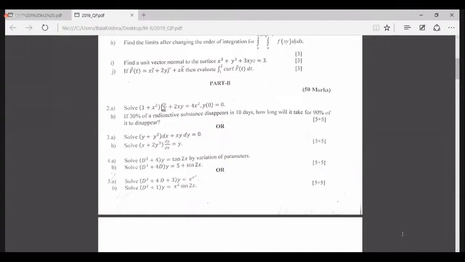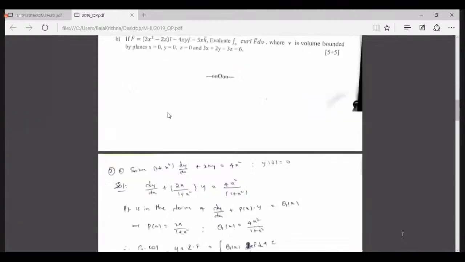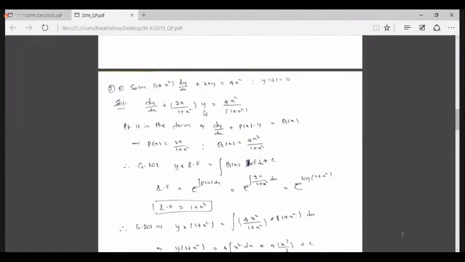If you see here, dy by dx is multiplied with 1 plus x square. As this product is there, you should always remove this one. That means you should divide the total equation by 1 plus x square. Just see here the solution. When you divide, it will be in the form of dy by dx plus 2xy by 1 plus x square is equal to 4x square by 1 plus x square.